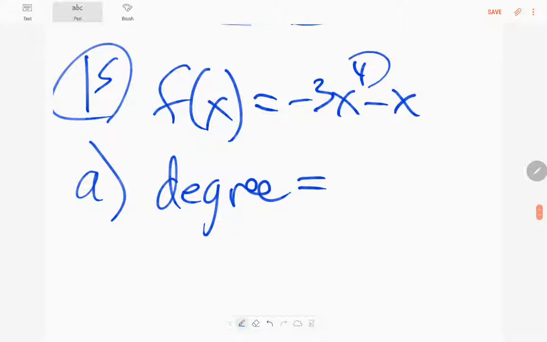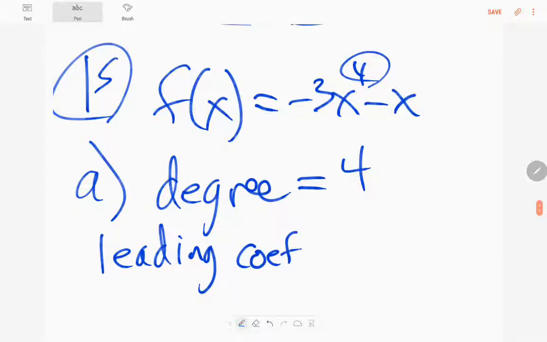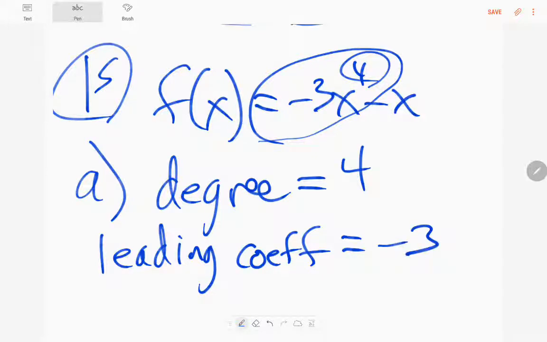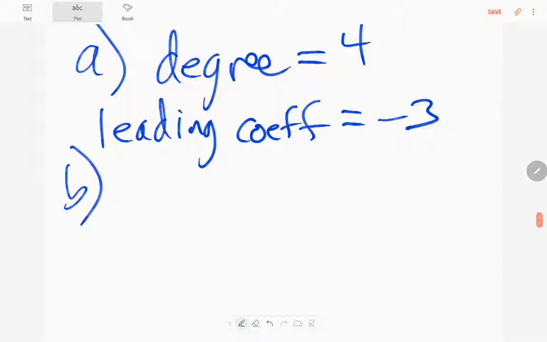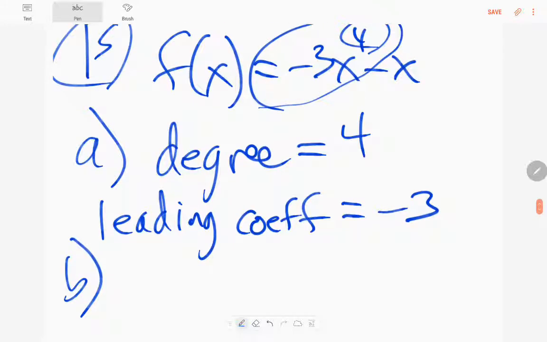Well, remember the degree is the highest power of x. In this case, it's 4. And the leading coefficient is the coefficient of the leading term. And the leading term is the one that has the degree in it. So in this case, -3 is the leading coefficient. Just some basic definitions. Describe the end behavior of the graph of the function, part B.